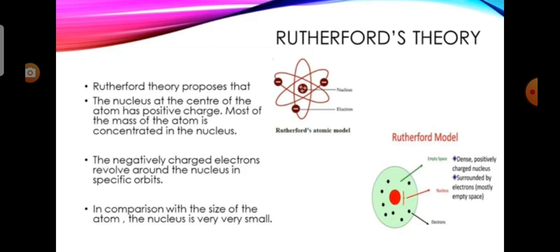Now we see Rutherford's theory proposes the nucleus at the center of an atom has a positive charge. Most of the mass of the atom is concentrated in the nucleus. The negatively charged electrons revolve around the nucleus in specific orbits. In comparison with the size of the atom, the nucleus is very small.